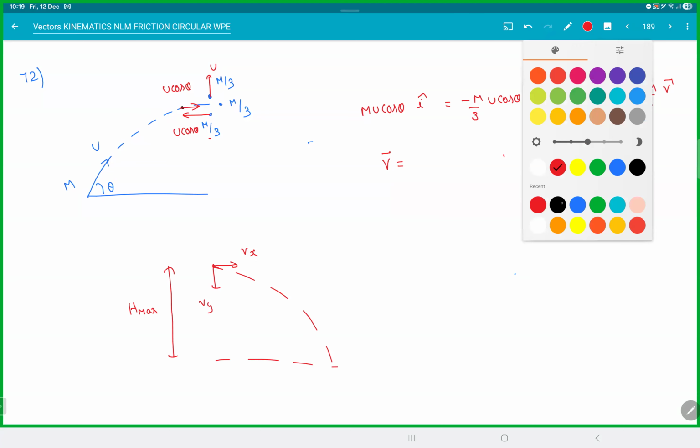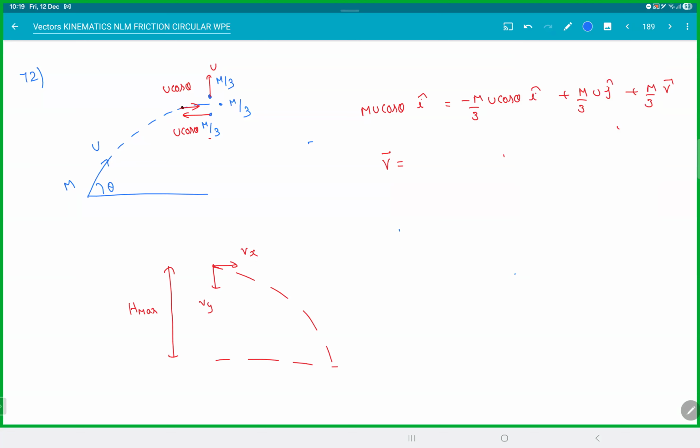How do you find the time of flight? We use this equation, Sy equals uy t plus half ay t square. So minus Hmax equals uy, the vertical velocity, whatever I got here, minus half g t square. You get a quadratic. So this will give the time of flight, and the range will be the horizontal velocity into the time of flight. Sure.